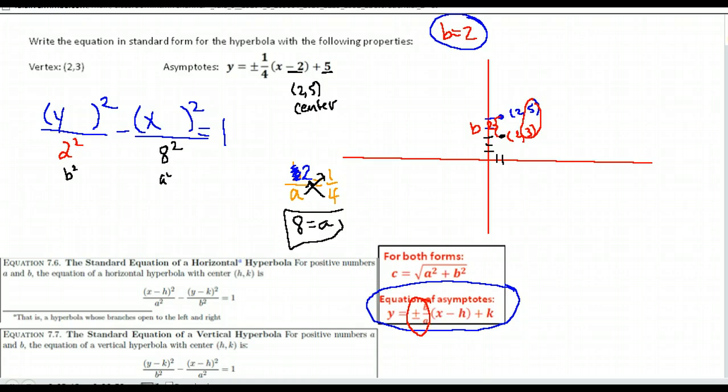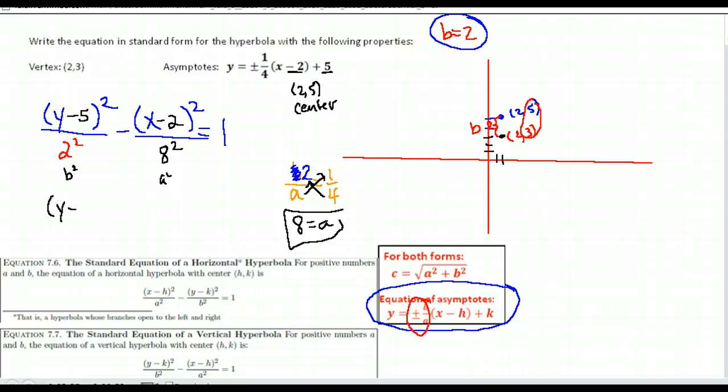This was our b squared over here. We put the center in there. We know our center's at 2, 5. Be really careful. This is a place people mess up a lot. Sometimes they'll just put the x coordinate first, the y coordinate second. Make sure you put the y coordinate of the vertex with the y and the x coordinate of the vertex with the x. So I end up with the standard form of the equation.